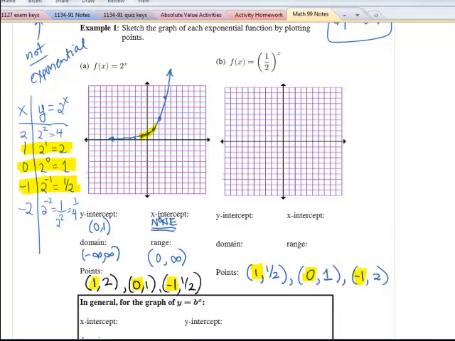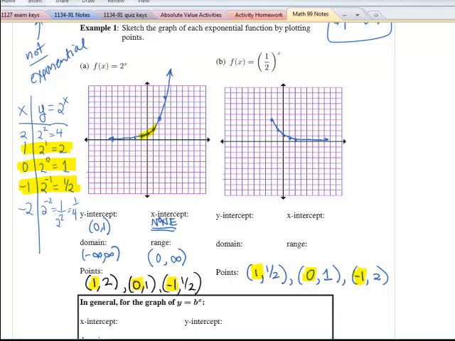Let's plot those points. So (1, 1/2), (0, 1), and (negative 1, 2). We could think if I have negative 2, I'd get the reciprocal of a half squared, which would be 4. And if I had x equals 2, I'd have 1/2 squared, which would be a fourth, right? So this one is going to go up as we move to the left and flatten out as we move to the right.